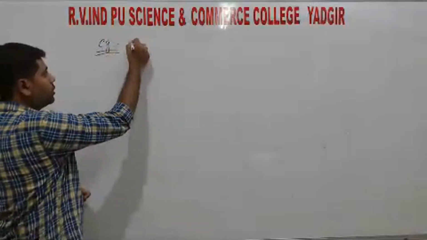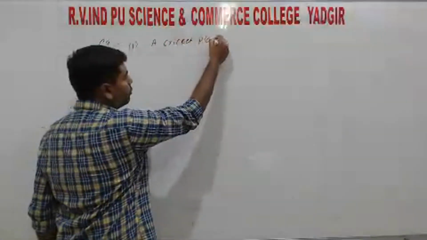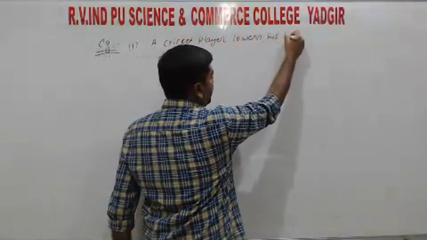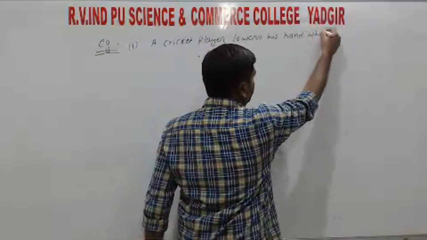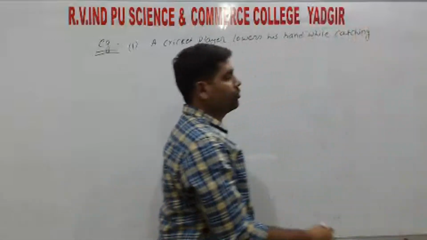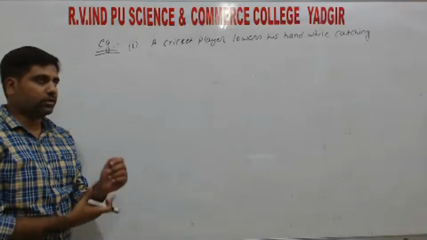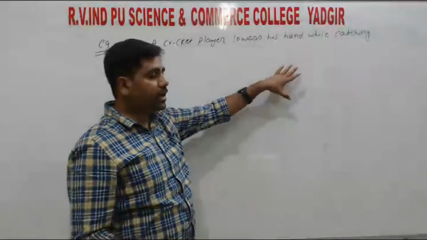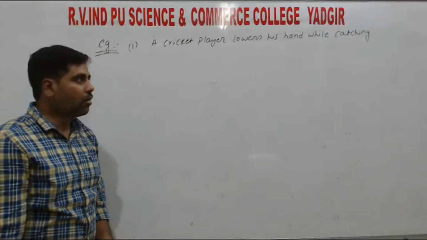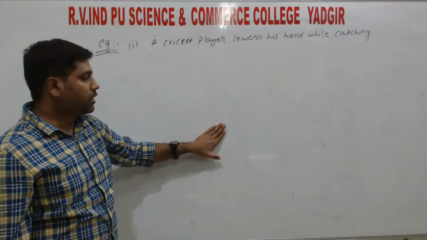So in the first one, a cricket player lowers his hand while catching. This is one example for Newton's second law of motion. When the ball hits, the cricket player lowers his hand along with the ball. We are going to explain this using the second law of motion.